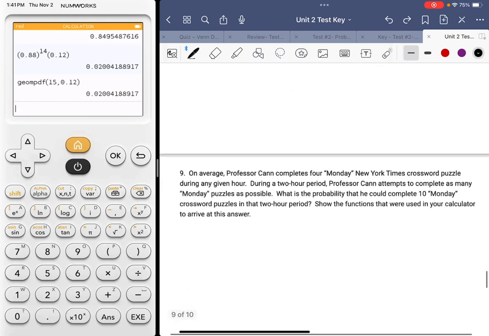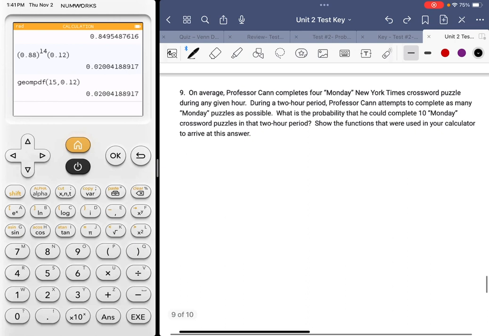All right. Number 9, on average, Professor Can completes 4 Monday New York Times crossword puzzles during any given hour. During a 2-hour period, Professor Can attempts to complete as many Monday puzzles as possible. What is the probability he can complete 10 Monday puzzles in the course of a 2-hour period? All right. And then show the functions that were used in your calculator to arrive at the answer.